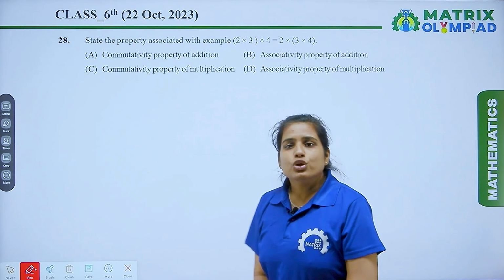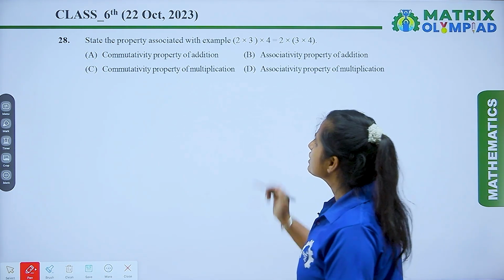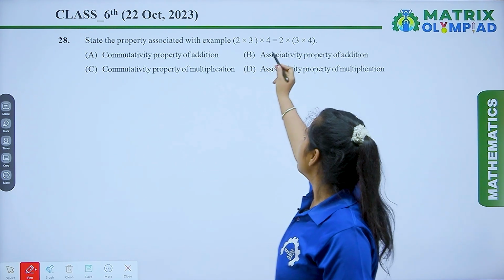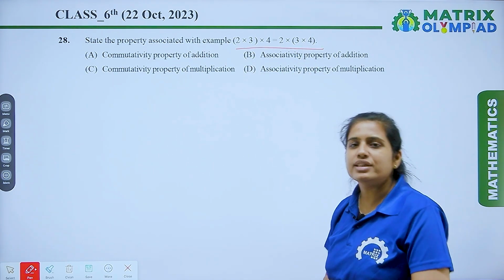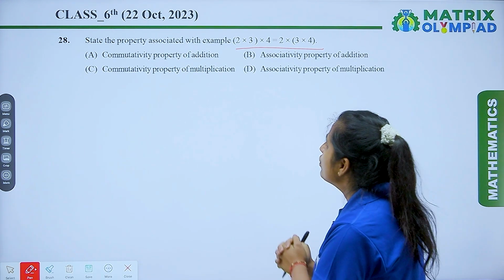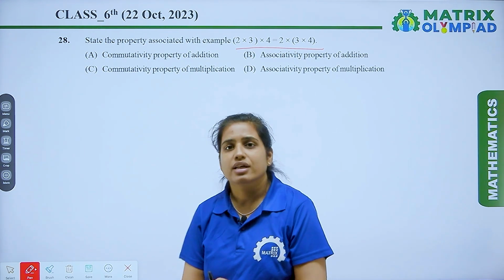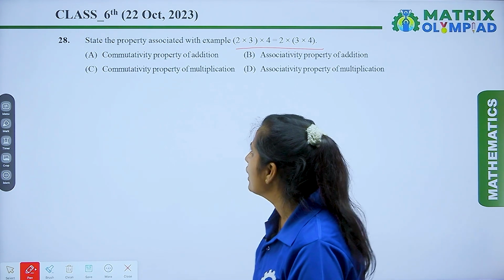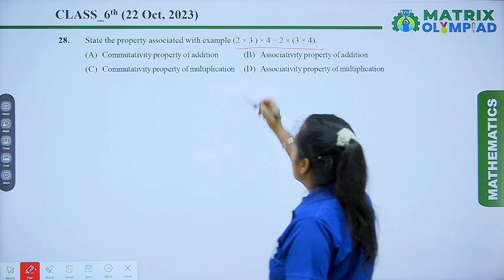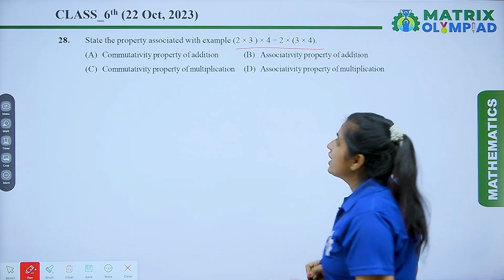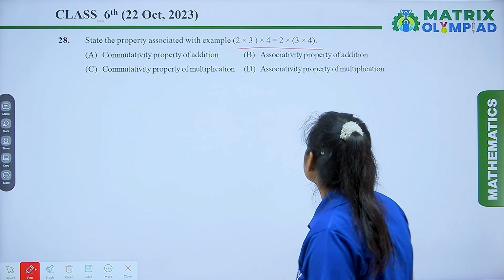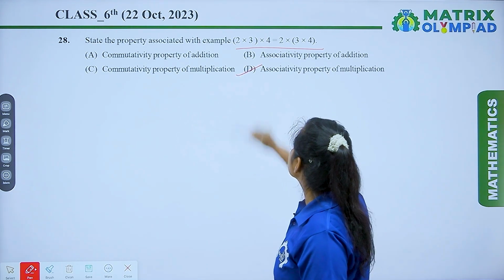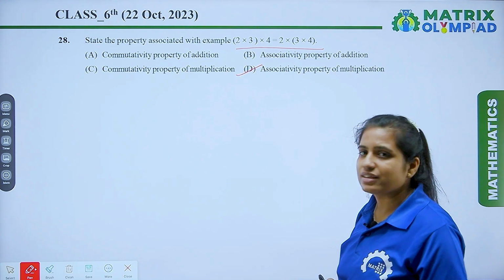Now the next question is question number 28. State the property associated with this example. So here the example is given to us and we have to state which property this is. According to the example, we can easily say that this is the associativity property of multiplication. So here option D is the correct answer.